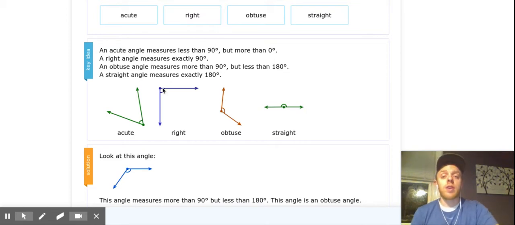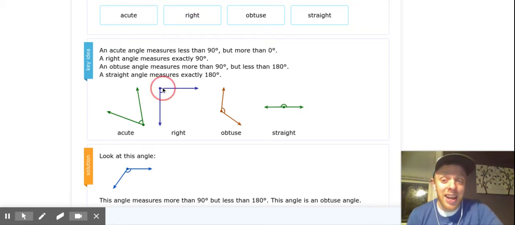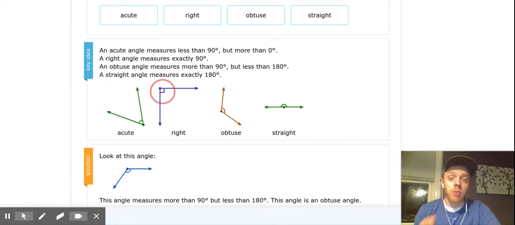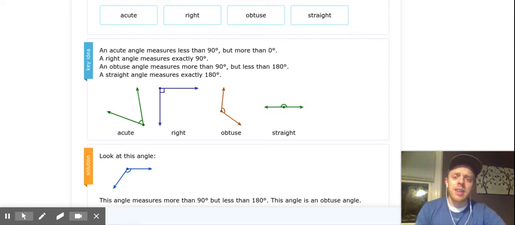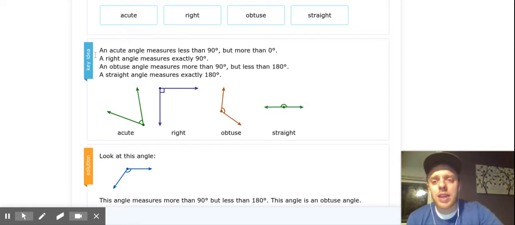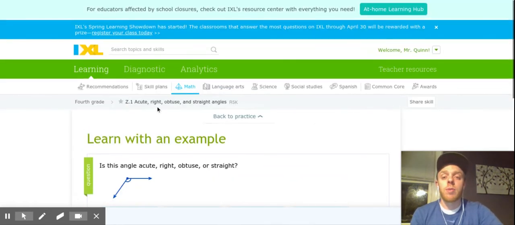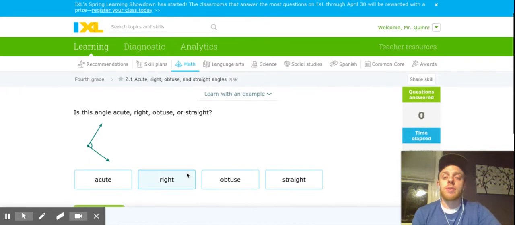Right angles are exactly 90 degrees, and they even have that special little symbol, that square, that box right in the corner. Obtuse angles are our ones that are bigger, and straight angles are kind of self-explanatory. They're straight lines. So I would really come back to this key idea as a reference, even if it helps you to draw a picture as a reference point. But if you want to be able to identify angles, you need to know these four things. With that being said, let's jump into some practice.